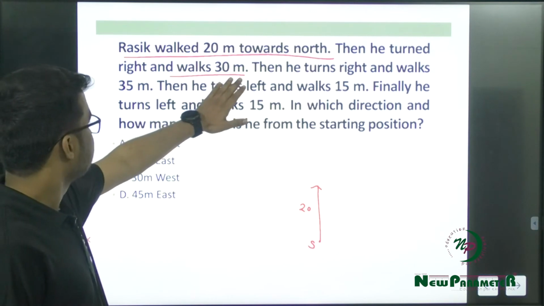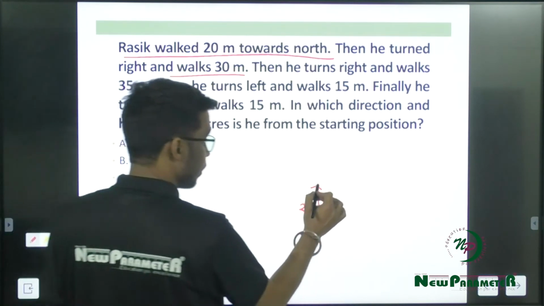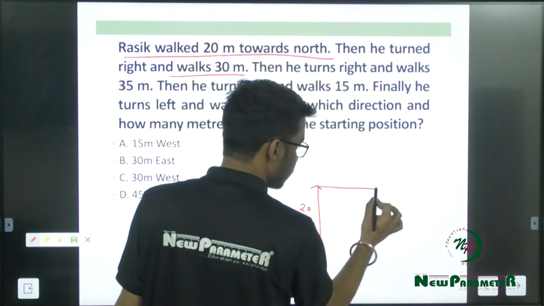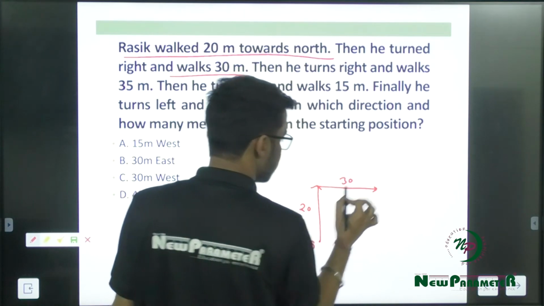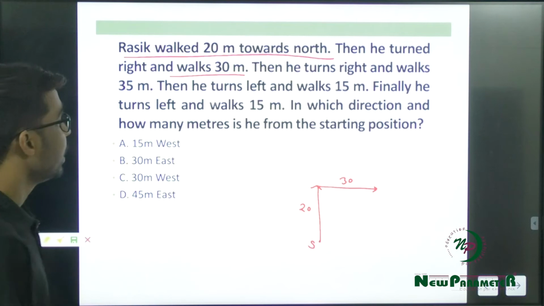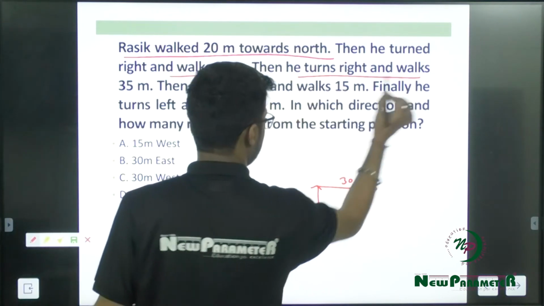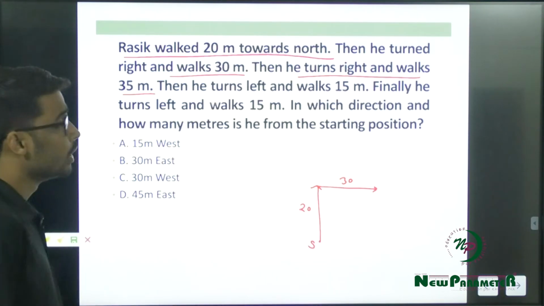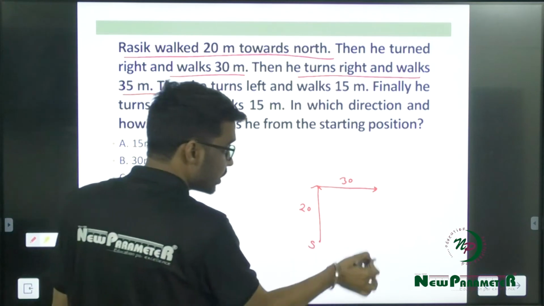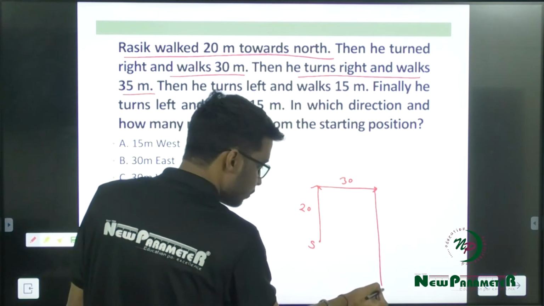And after taking the right, he walked 30 meters. So from this point, he takes a right turn and walks 30 meters. So this is 30. Then he turns right and walks 35 meters. Now from this point he takes a right turn. Right is the clockwise direction, so he would be coming towards south, and he walks 35.